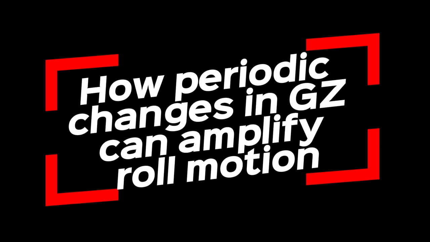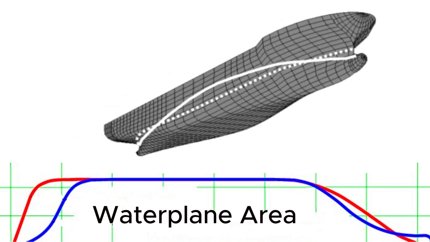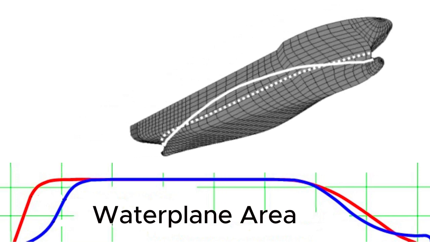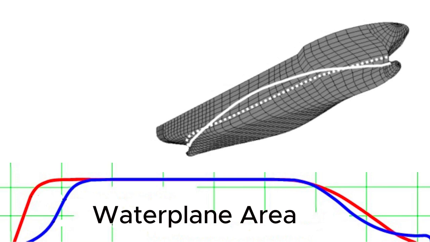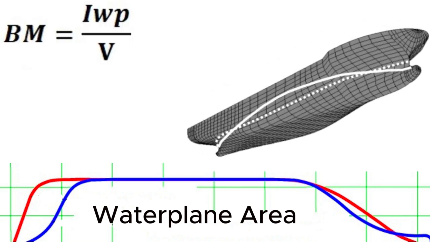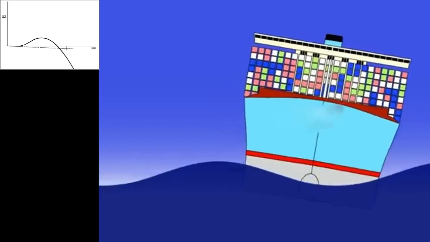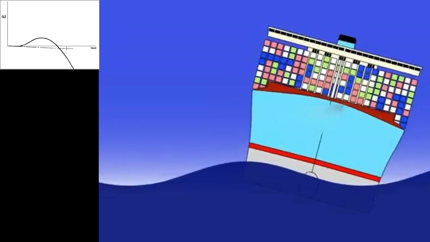Now that we understand how the waterplane area influences GZ, let's examine how periodic changes in GZ can amplify roll motion. As previously explained, when a wave crest aligns with the ship's midship, the waterplane area decreases. This waterplane area reduction leads to a decrease in the moment of inertia. Consequently, BM is reduced, which ultimately results in a lower GM. As GM is decreased, the ship will start to roll over. Then, when the wave trough reaches midship, the waterplane area increases.